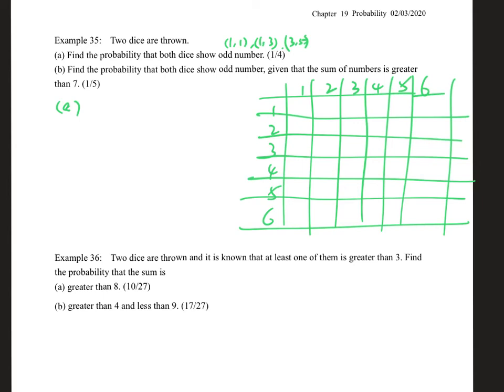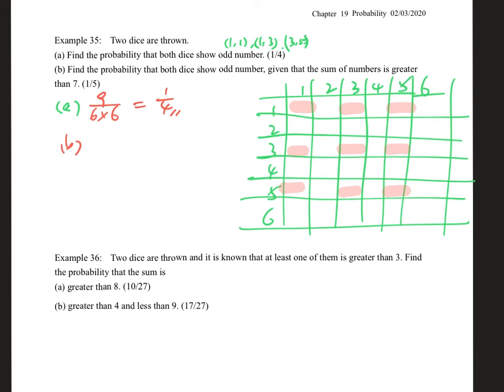When you have both odd numbers, you have 1 1, 1 3, 1 5, 3 1, 3 3, 3 5, 5 1, 5 3, 5 5, right? So totally 9 results. That is 9 over a total of 6 times 6, which gives you 1 over 4. That's all. Easy, right? Okay, now we come to the next situation.